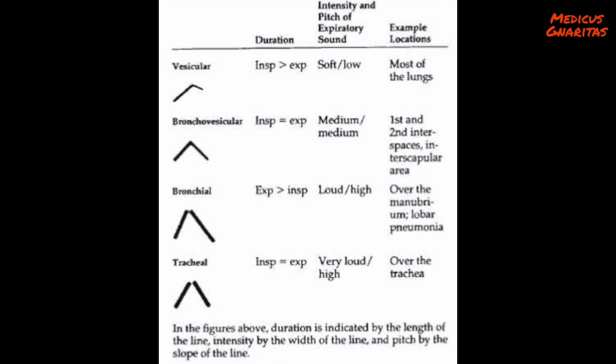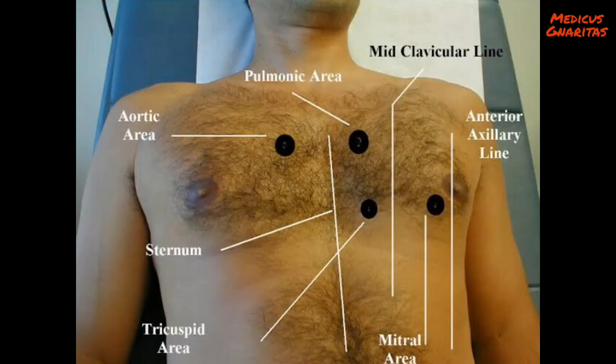Tracheal breathing: very loud and high pitched through both inspiration and expiration. Heard over neck or trachea. And next is heart. Cardiac examination is also called pericardial examination. This follows the standard structure of inspection, palpation, and auscultation.